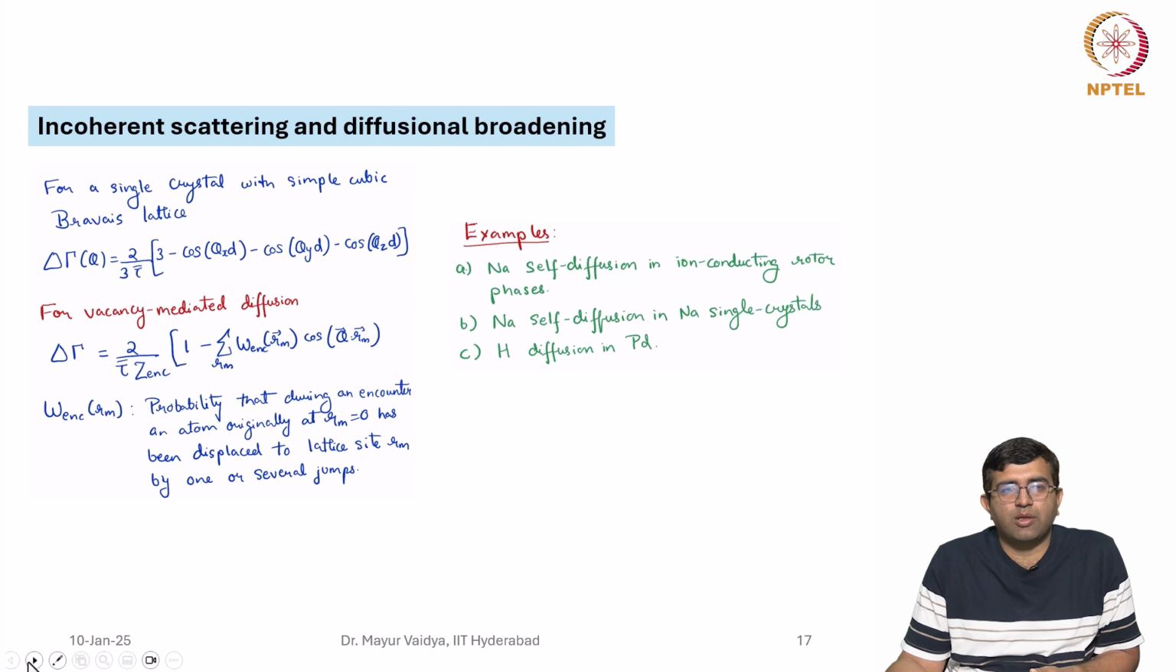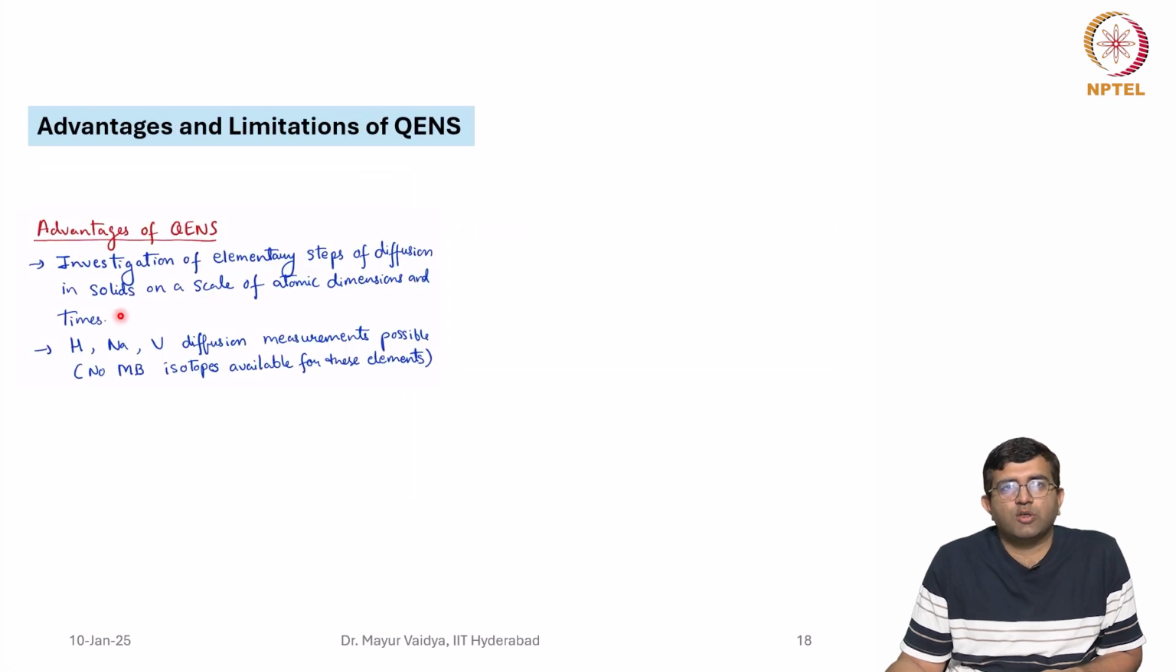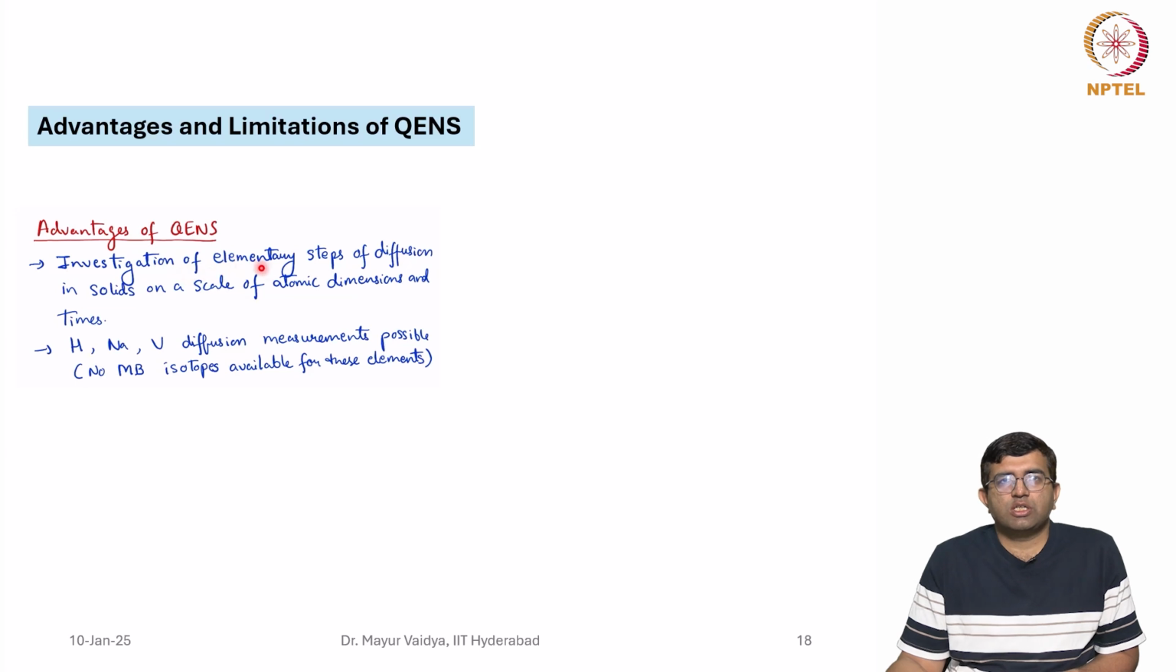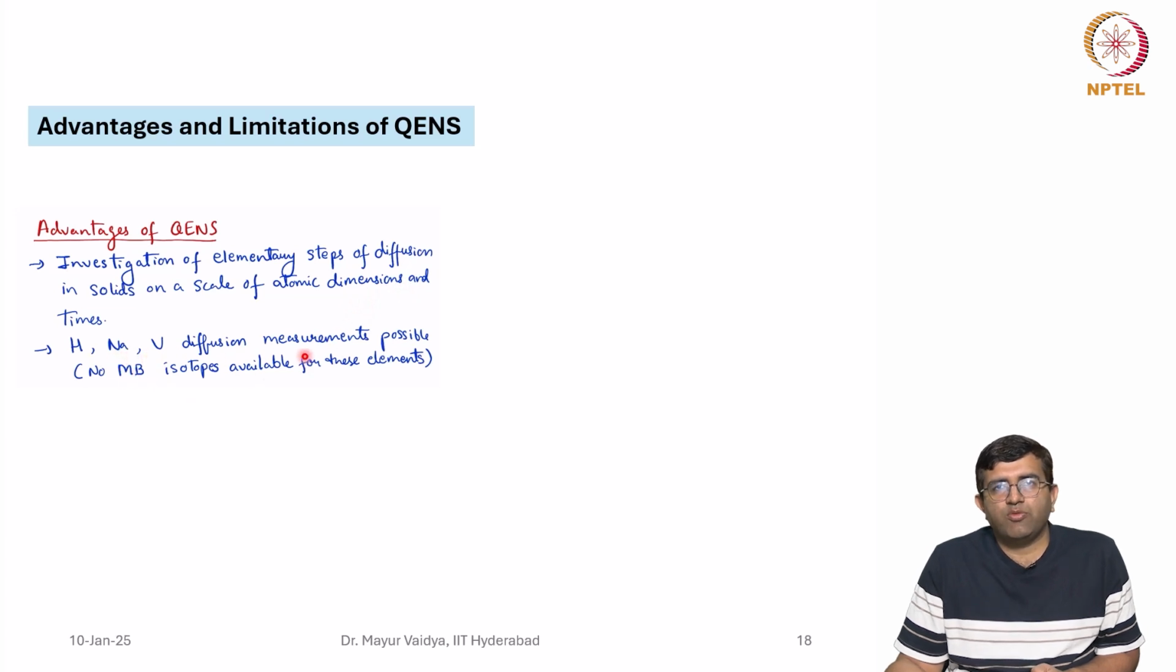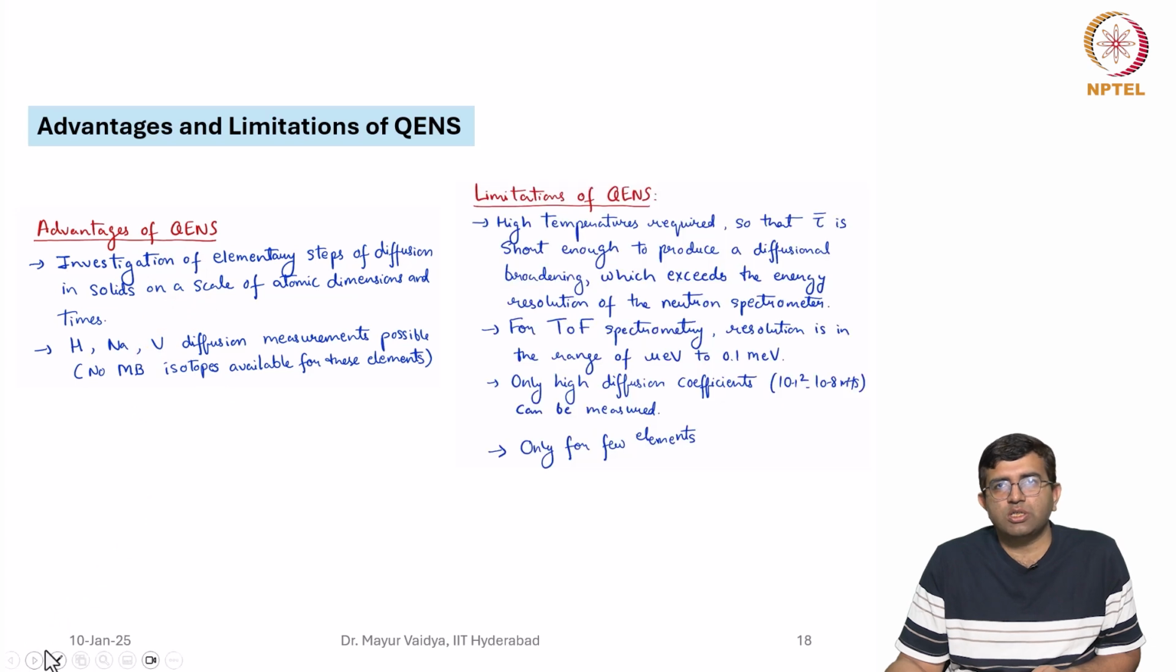So the advantages include that, again like MBS, it allows the investigation of elementary steps of diffusion in solids on a scale of atomic dimensions and times. And the hydrogen, sodium, vanadium diffusion measurements are possible. For these, MB isotopes are not available. So that way the QENS can give you some unique determinations.